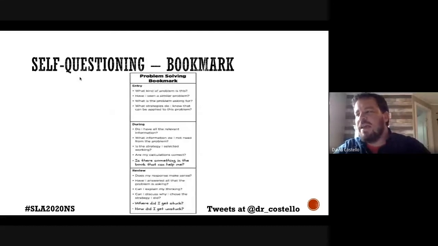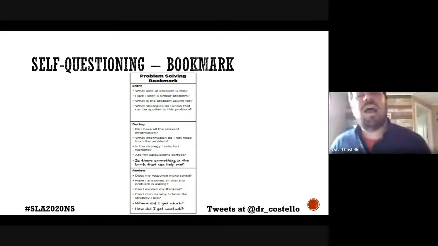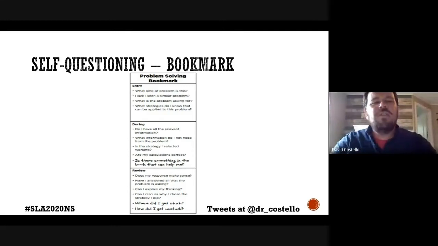And here would be an example of the self-questioning of a bookmark. And you can see that we have it in the 3 problem-solving phases, the entry phase, the during, and the review phase. And you'll see that there's some different fonts because, when I have this bookmark, I leave spaces because the original ones were the questions that we generated as a class. But then students can record their own questions, their own kind of self-questioning that they find helpful themselves within that.